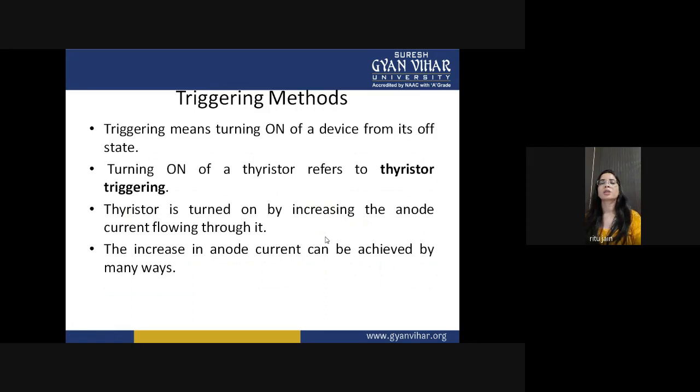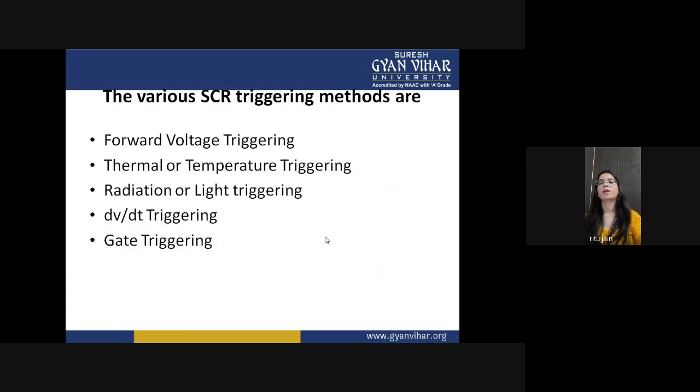So a thyristor is turned on by increasing the anode current flowing through it. The increase in anode current can be achieved in many ways. That is called your triggering methods. The various SCR triggering methods are forward voltage triggering, thermal or temperature triggering, radiation or light triggering, dV by dt triggering, and gate triggering. These are the different methods by which you can turn on your SCR.